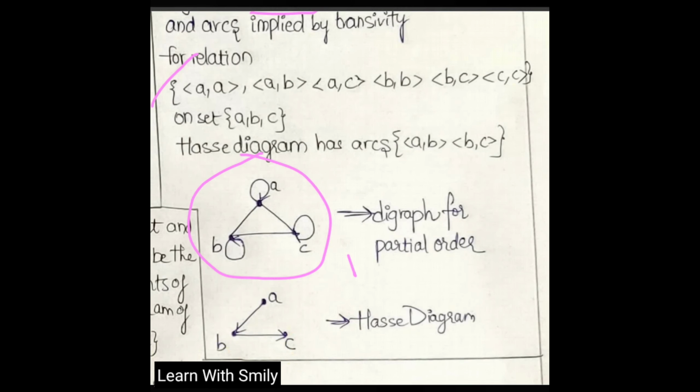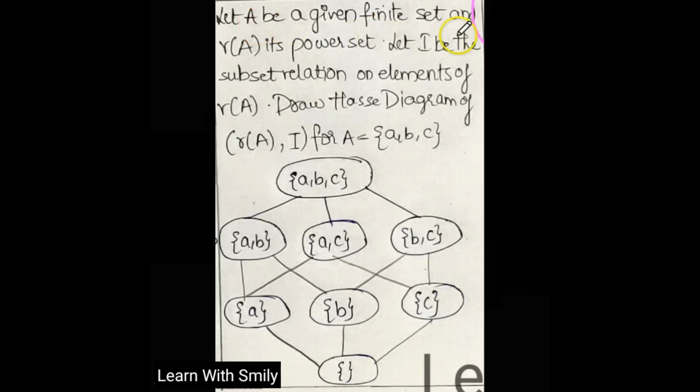Let us take a quick example of it. Let A be a given finite set and P(A) its power set. Let the subset relation be defined on the elements of P(A). Now we are taking the Hasse diagram of P(A), which is a power set, with the subset relation for the set A equals {a, b, c}. So this is the Hasse diagram we are representing. Okay, so A, B, C, and we are making the subsets. For each subset we are making a quick connection of it.